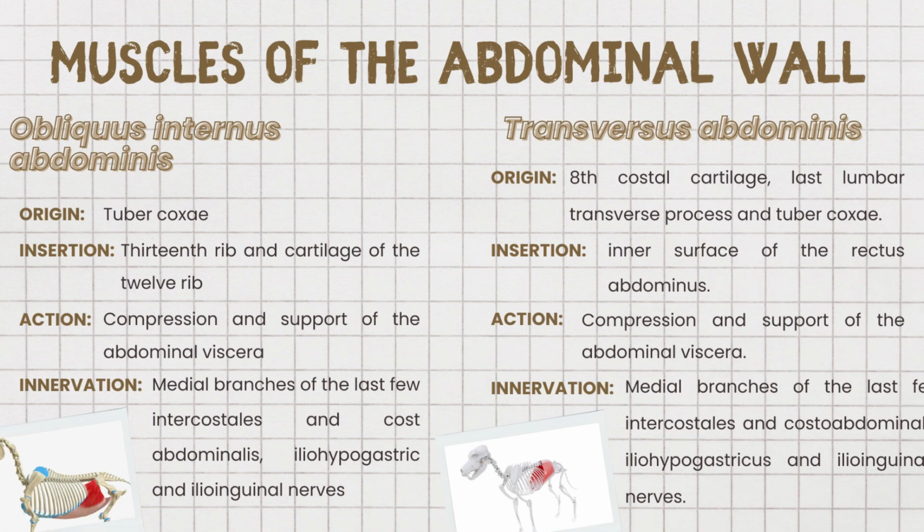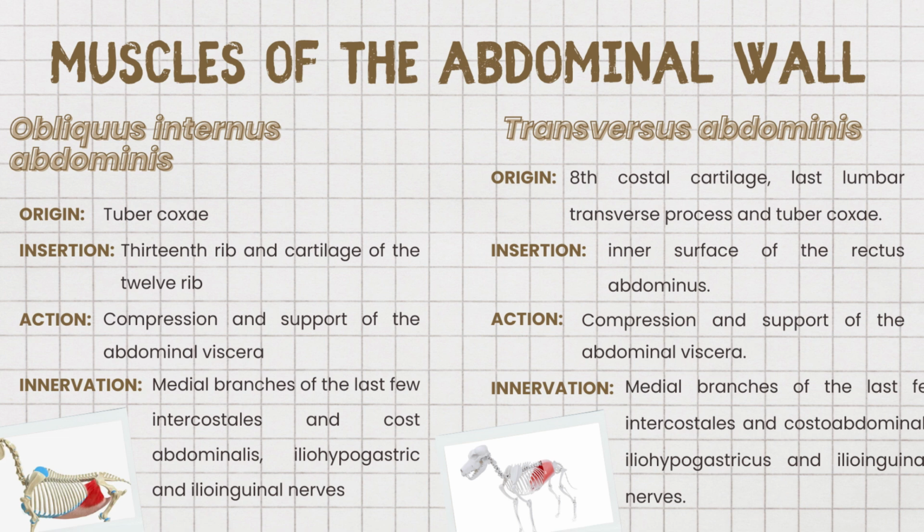Next, we have the obliquus internus abdominis or the internal abdominal oblique. It originates from the tuber coxae and inserts to the last 2 ribs or last 13th rib and the cartilage of the 12th rib. Its action is compression and support of the abdominal viscera, like earlier, expiration, defecation, urination, and parturition. Its innervation is similar to the external abdominal oblique. We have the thoracic spinal, iliohypogastric, and ilioinguinalis nerves.